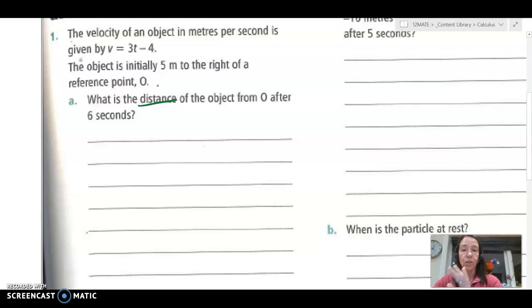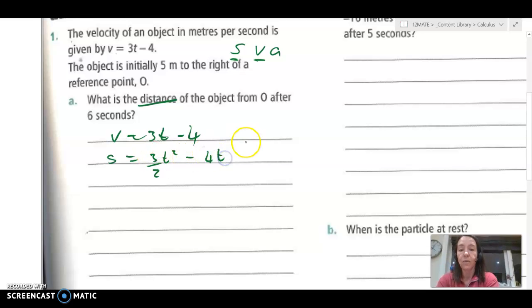Now, I do just want you to think, first of all, that we've got our S, our V, and our A. We've been given the velocity, and I'm wanting the distance. Remember, distance is S. Don't get confused with that. So, I'm wanting to find S. So, I've got V equals 3t minus 4. And I know that S is going to equal, it's also with respect to time, so this will be 3 over 2 t squared minus 4t plus some c.